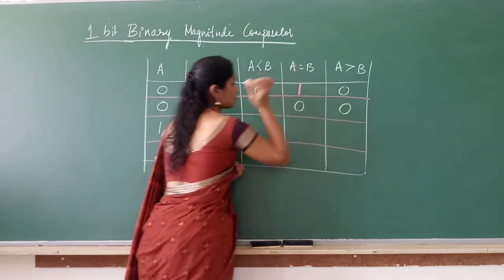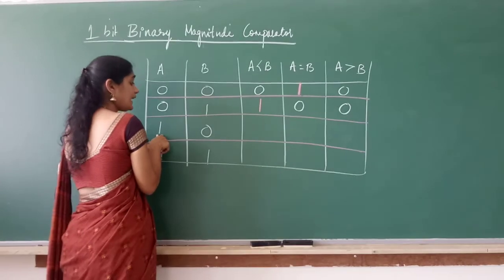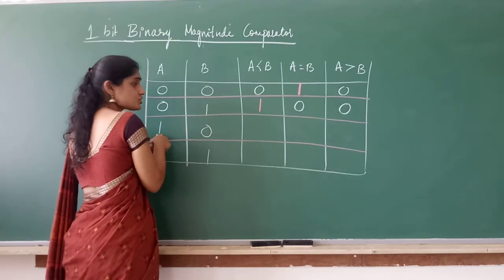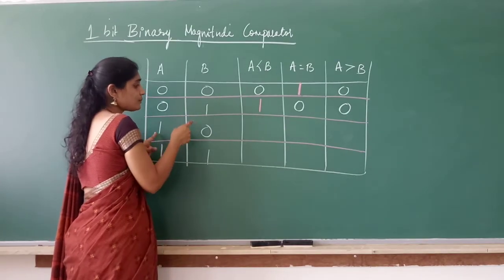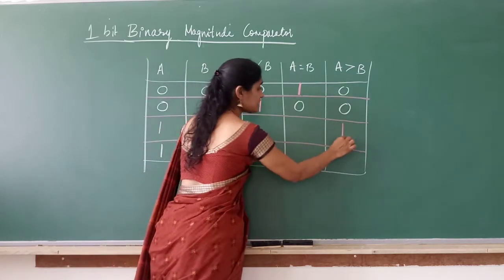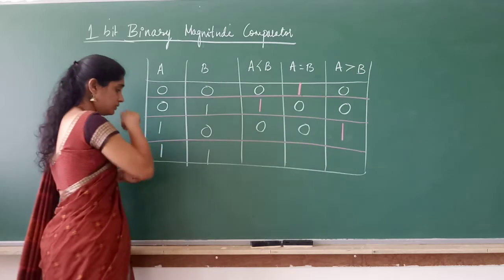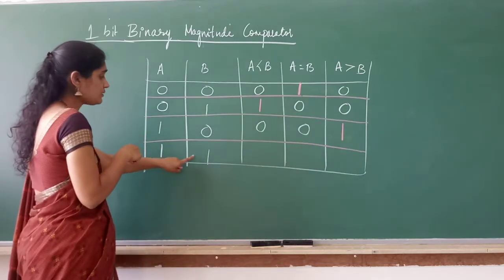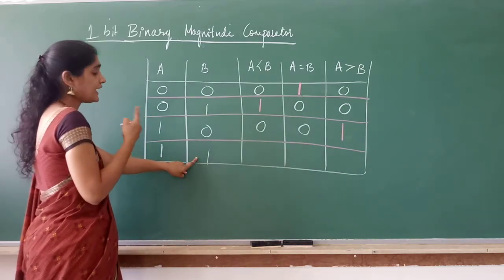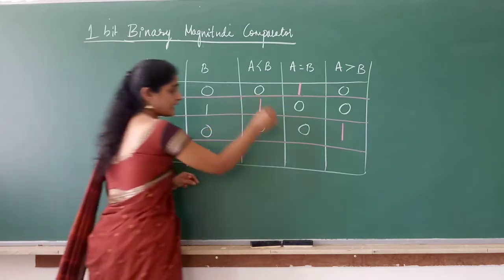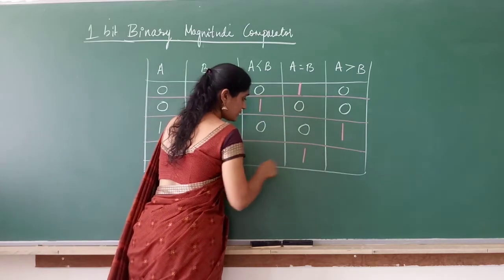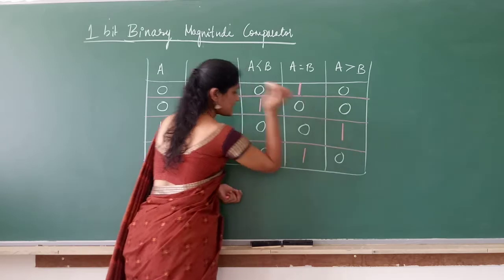These two are 0. Same way here, A is 1, B is 0. So A is greater than B. So the other two outputs are 0. Here, A is 1, B is 1. So what is your output? A is equal to B. So this is 1. The other two output lines are 0, 0.